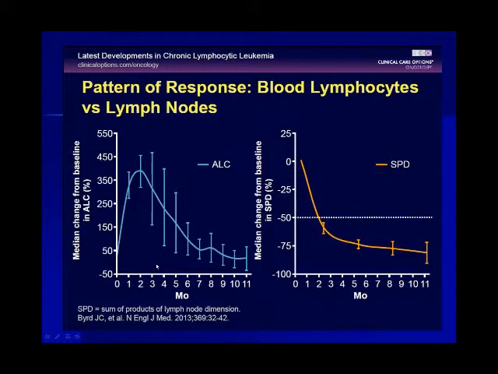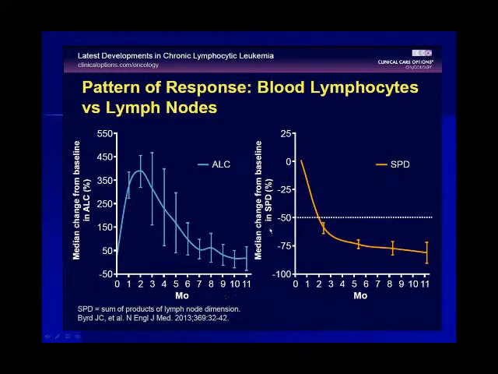So if you look at the blood, then the lymphocyte count will go up, and it looks like leukemia's got worse. Whereas if you look at the size of the lymph glands, and this is the sum of the product of the diameter, so just basically looking at the height of the gland and the width of the gland, looking at how big it is basically. So you can see if it starts off at 0, then within a month you've got a 25% reduction, 50% reduction within 2 months, and say 75 within 3 months. So the lymph glands are actually shrinking down, whereas the white count is going up.